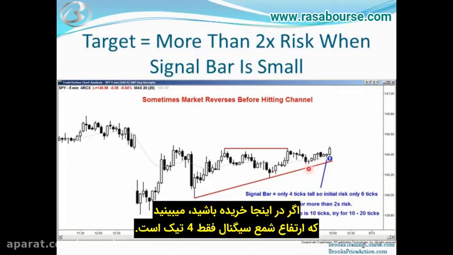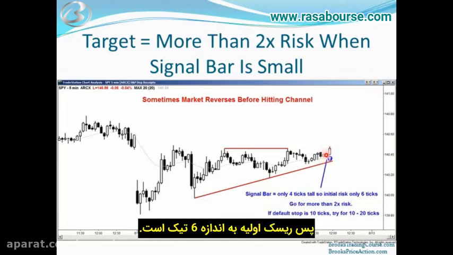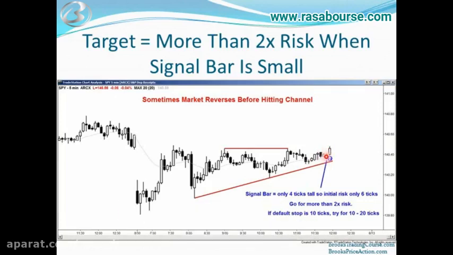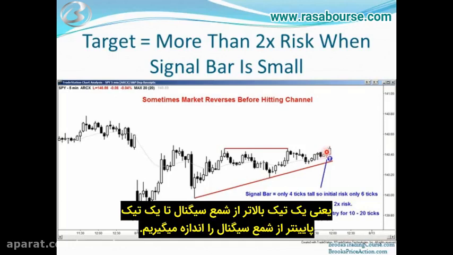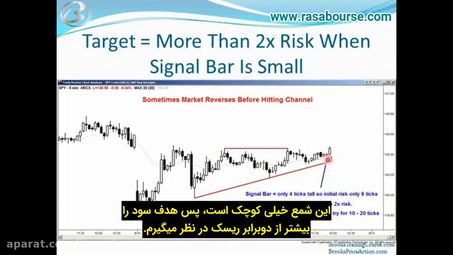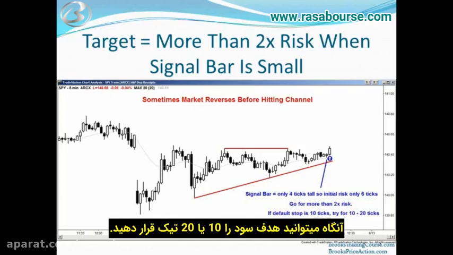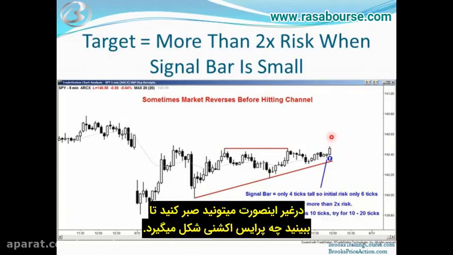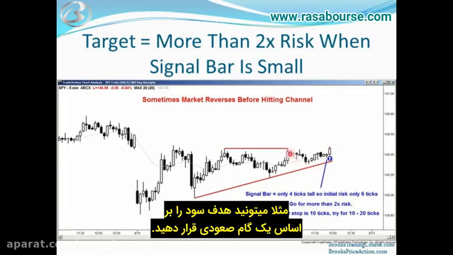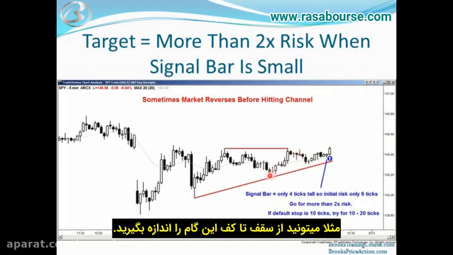If you bought here, the signal bar is only 4 ticks tall, so the initial risk is 6 ticks, 1 tick above the signal bar, 1 tick below the signal bar. With a bar that tiny, I would go for more than 2 times the risk. If your default stop typically is 10 ticks in the Spider, you might try to get 10 to 20 ticks if you're going to have a limit order in the market to take profits. Otherwise, you can wait to see what the price action is. Maybe you can go for a profit target just short of a measured move up, maybe from this low to this high.